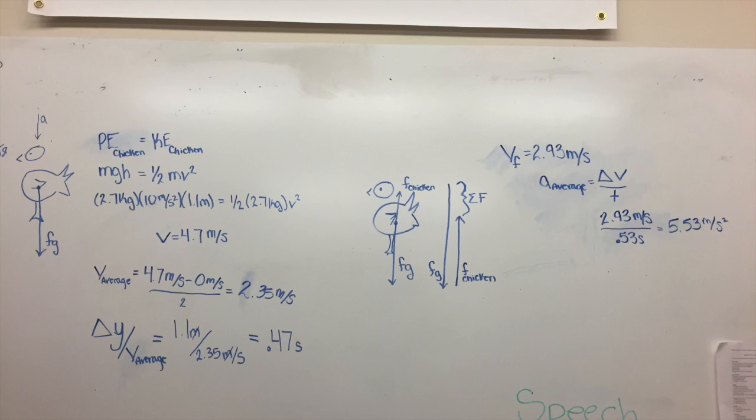Here, we took the velocity final, which is equal to 2.93 meters per second. We got this number from the data on Logger Pro from our video, and then we plug this number into the velocity over time function to discover the average acceleration, which is 2.93 meters per second, divided by the time it took for the chicken to fall, which was 0.53 seconds, and we get the average acceleration to be 5.53 meters per second squared.